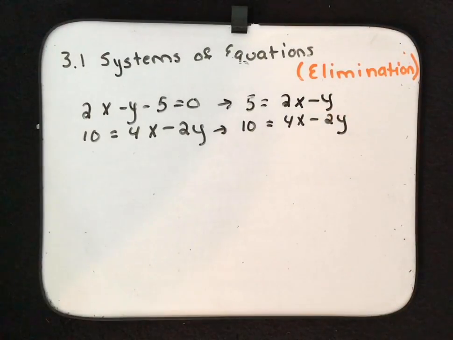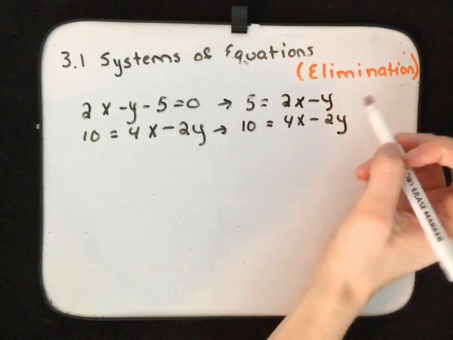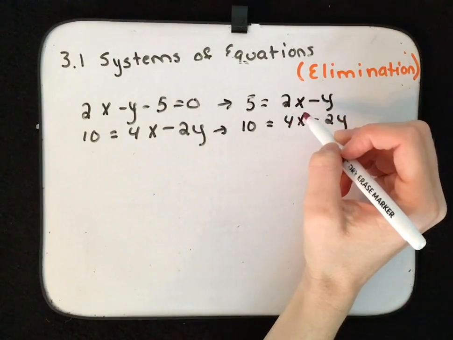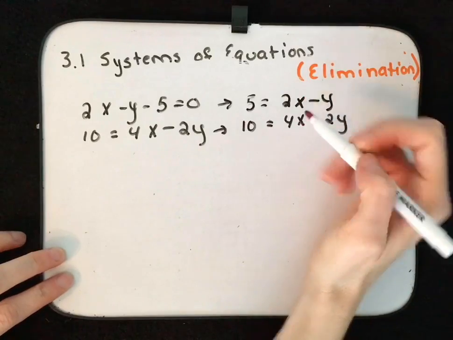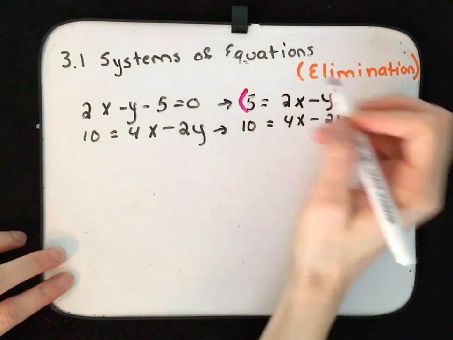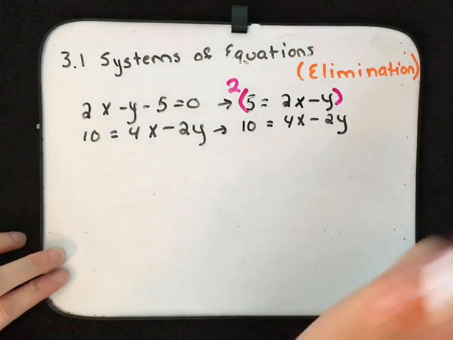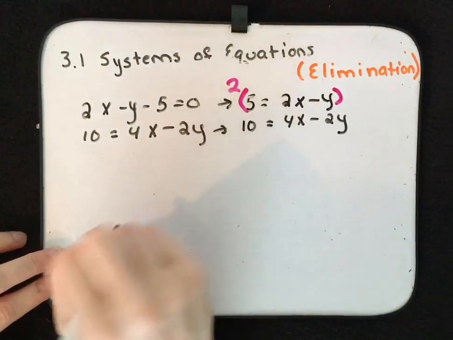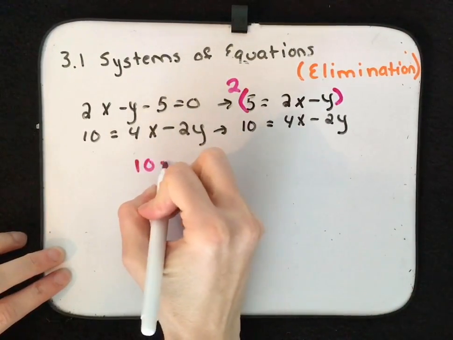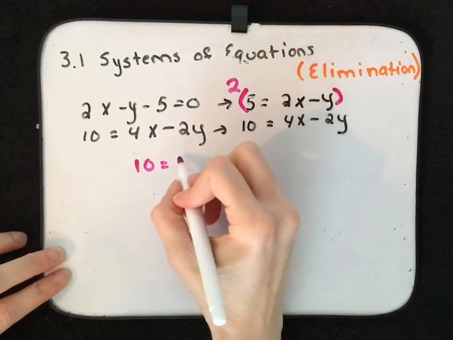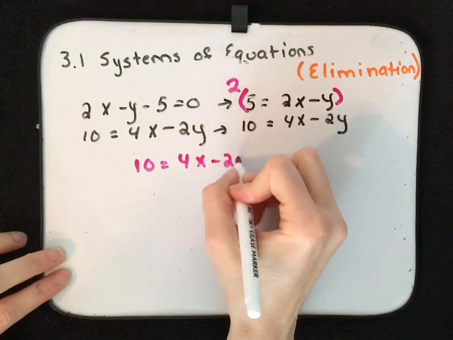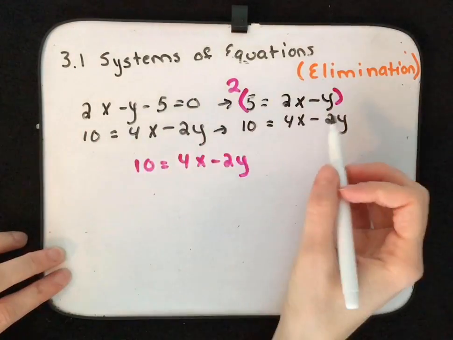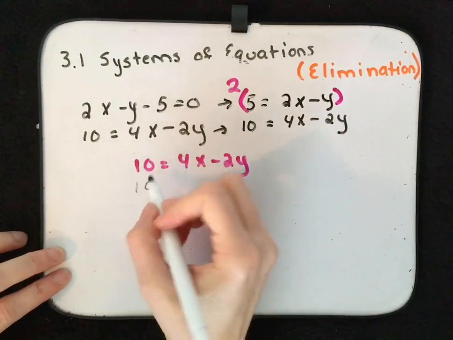There we go. Now we said that if we want to use elimination, we have to make the coefficients of one variable match. They almost match here. I have 2x, I have 4x. I can make those match by multiplying the top equation by 2. If I multiply the top equation by 2, we get 5 times 2 is 10. 2 times 2x gives us 4x. 2 times negative y is minus 2y. I did not change the bottom equation. This one stayed the same.